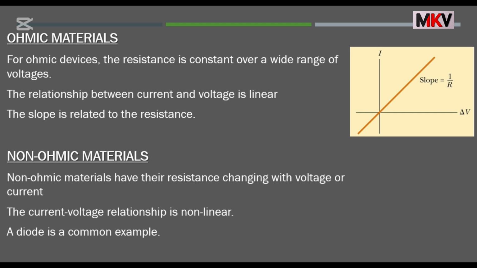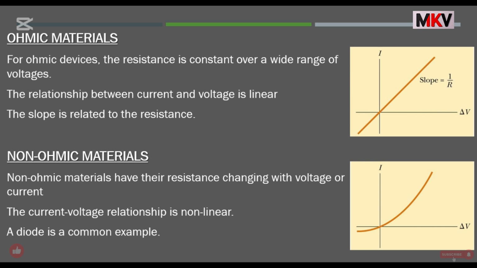And non-ohmic materials have their resistance changing with voltage or current. So their resistance can either change with current or change with voltage, and the relationship is non-linear. An example is a diode. A diode is a non-ohmic material. If you look at this graph, it is not linear, but a curve instead. So their resistance can be affected by the current or by the change in voltage. So we take note of that.